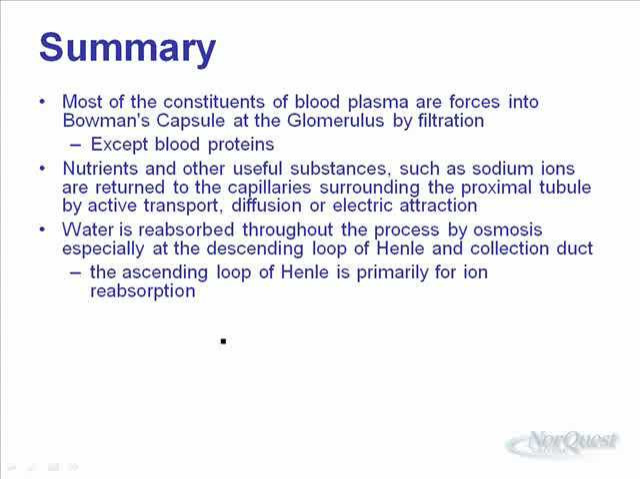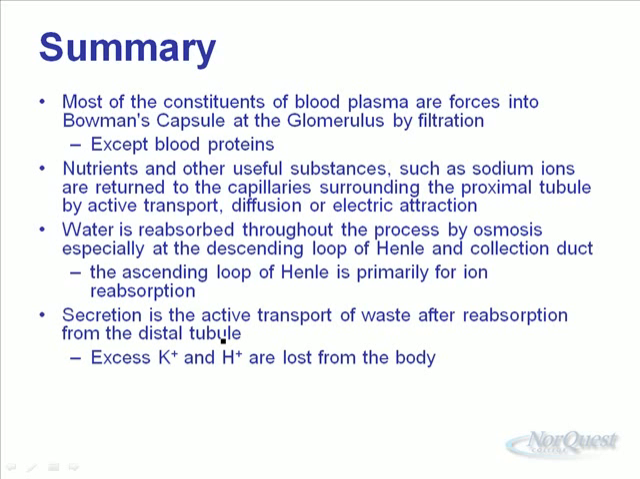Water is reabsorbed throughout the process by osmosis, especially in the descending loop of Henle and the collecting duct. The ascending loop of Henle is primarily for ion reabsorption. And then there's going to be secretion, by active transport, of excess materials or waste materials that are still in the blood. So for example, excess potassium ions and hydrogen ions are lost from the body in this way.